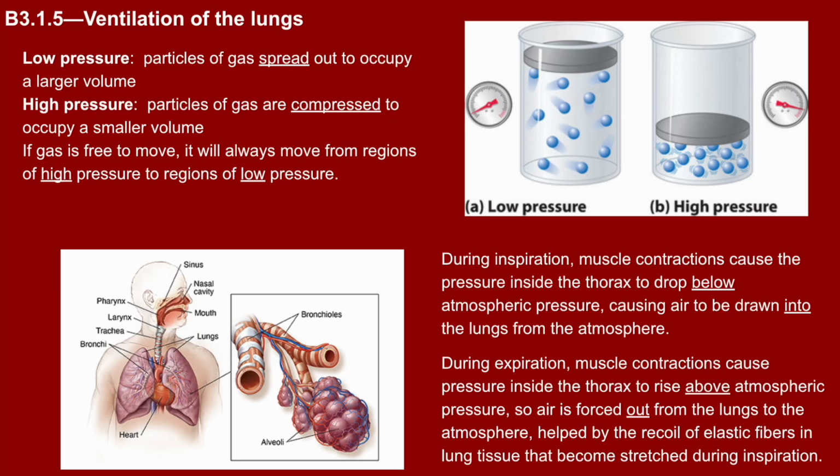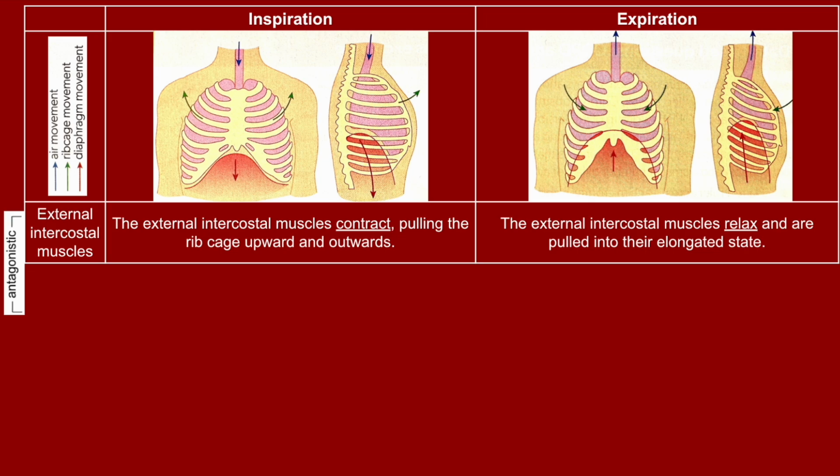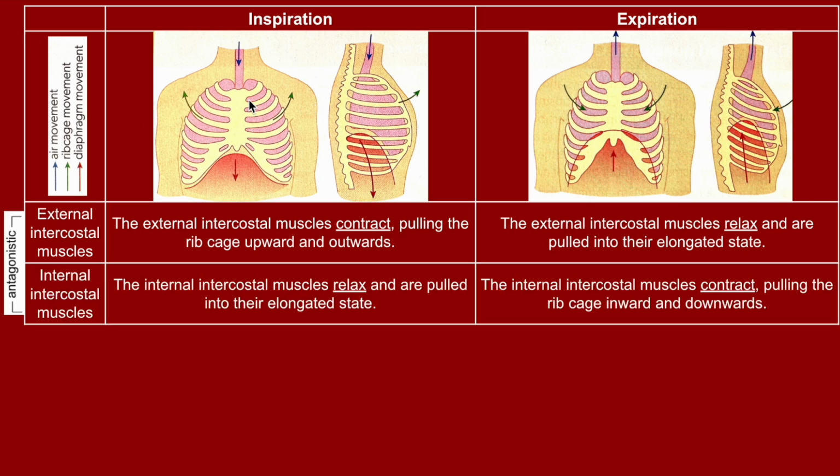Okay, now how does that change in volume occur? It occurs through two sets of antagonistic muscles. First up, lining the outside of your rib cage are these external intercostal muscles.